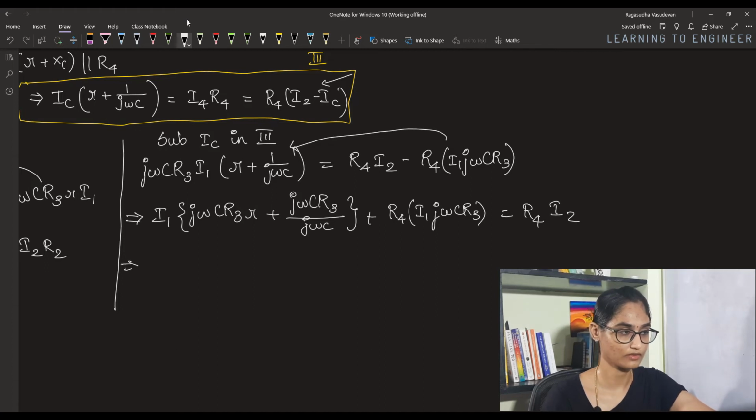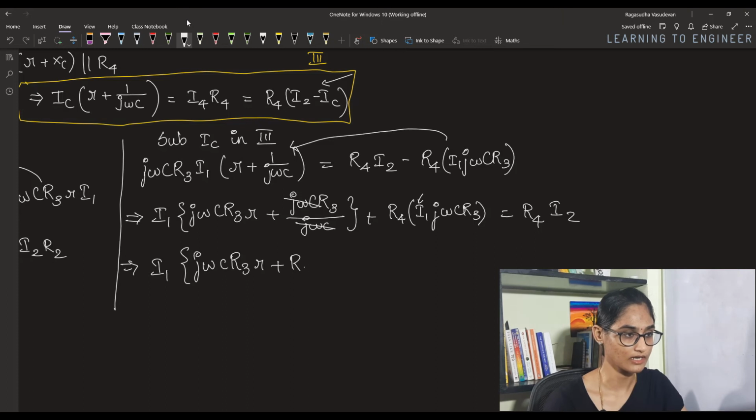Let's have the I1 term aside. Here we have I1. Let's take this common. So this is I1 into, and also you can cancel off this j omega C terms. So this is I1 into j omega C R3 into capital R plus R3 plus j omega C R3 into R4. So this is equal to R4 into I2.